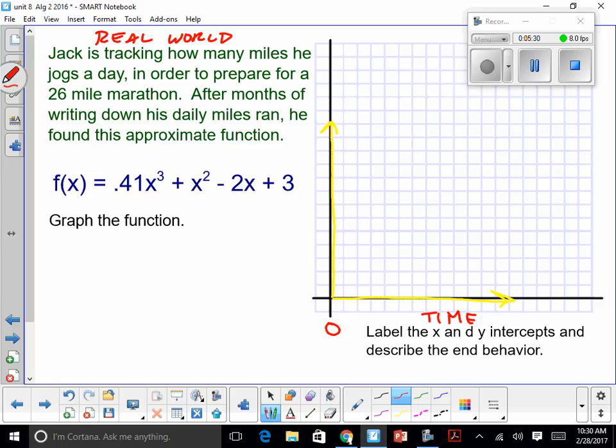So here it comes. Hey, Jack is tracking how many miles he jogs a day. Please circle miles. The minute you circle miles, you know what's going to go on the side. It's the same as last time.